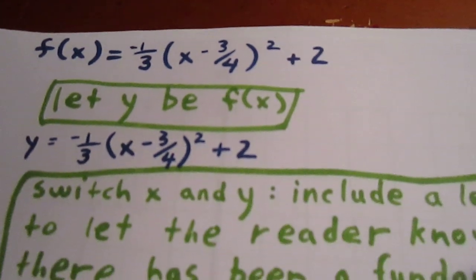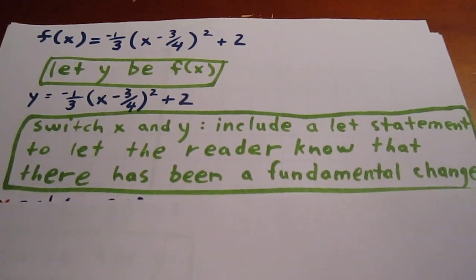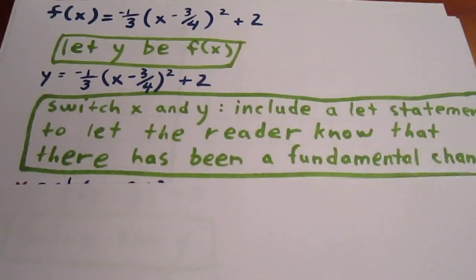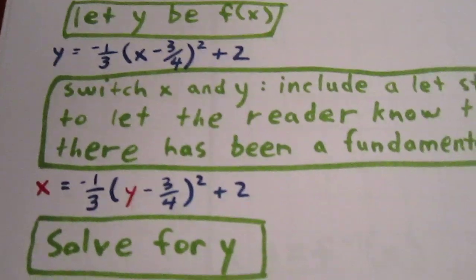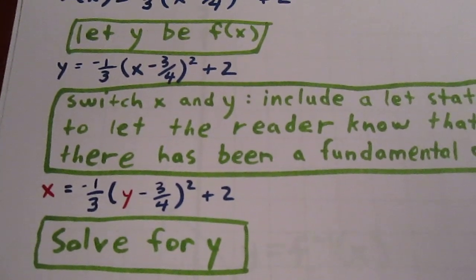We're then going to switch x and y, including a let statement to let the reader know there's been a fundamental change. So we're going to say that x equals negative 3 times (y minus 3/4) squared plus 2.